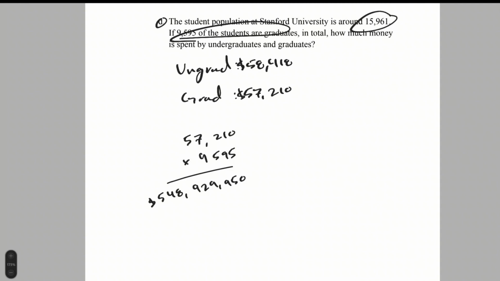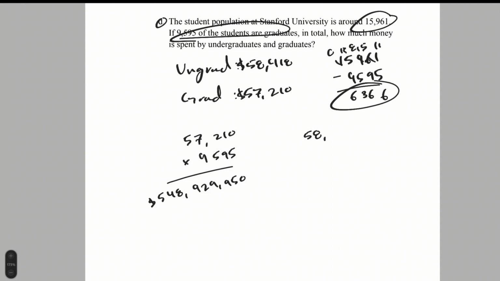And then we have to find the number of undergraduates, right? So we're given the total number of students. So we'll just subtract the total number of graduates, which is 9,595, from the total number of students. This you can do mentally or by hand. So 5, 11, 6, 8, 15 becomes 6, that becomes 3, becomes 0, 15, that becomes 6. So we have a total of 6,366 undergraduates.